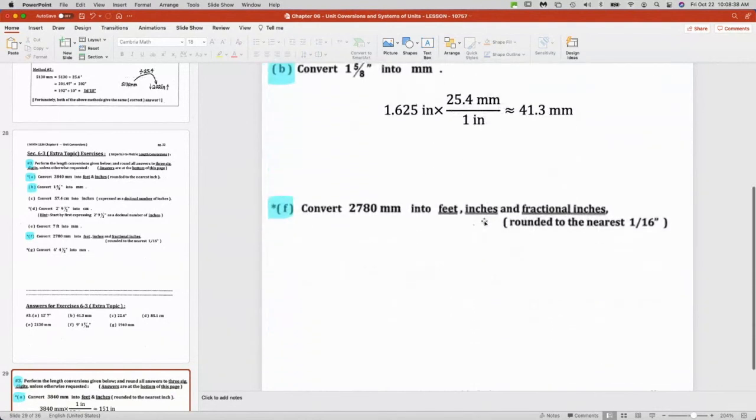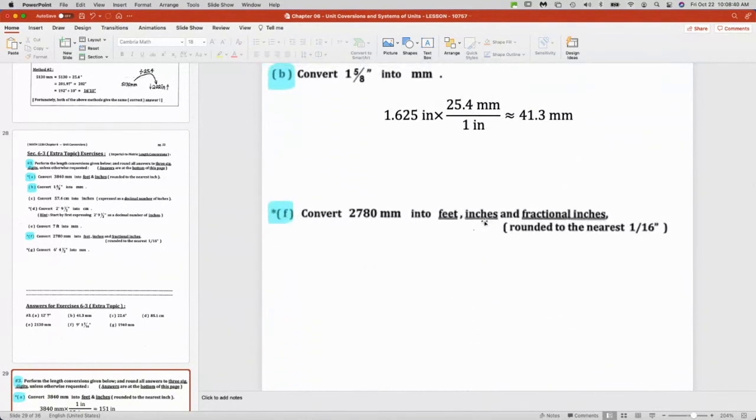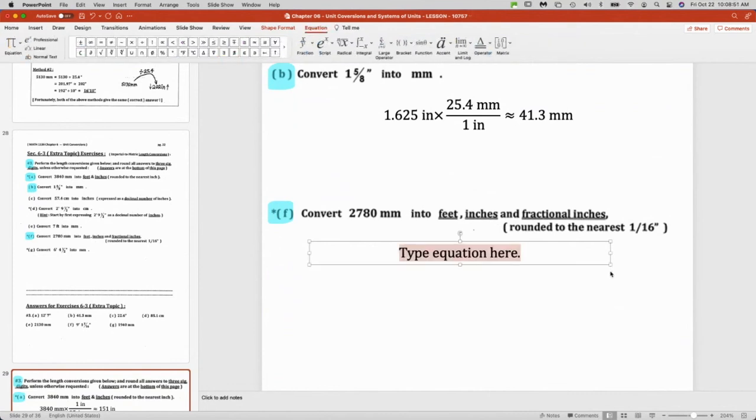Question F is just a variation of question A, except this time we want 1/16 of an inch. We have done plenty of these ones in the homework and on the assignments. So without delay, let's do this one as well.